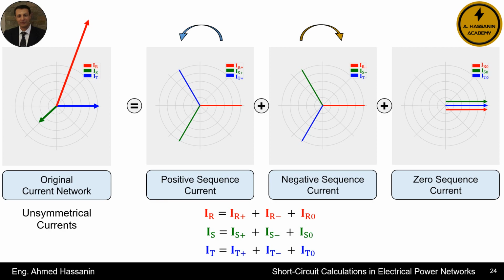I emphasize that whether it is the positive sequence or negative sequence current or voltage, they will all be three-phase systems that are equal in magnitude, with an angle of 120 degrees between them, just like any normal three-phase system. However, the zero sequence current or zero sequence voltage will all be equal in magnitude but in the same direction, meaning the angle between them is 0 degrees.